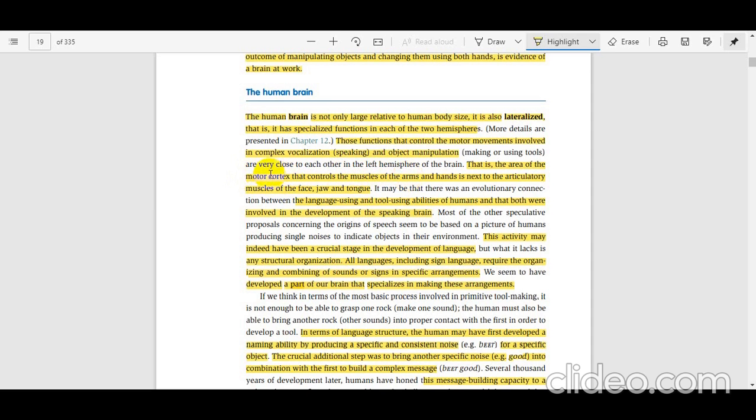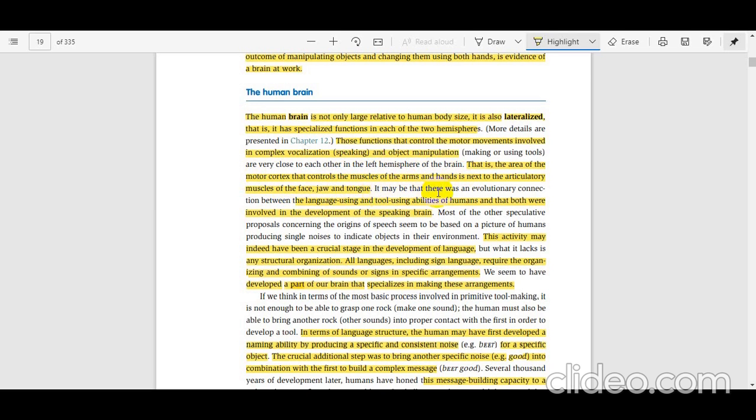Where is the motor cortex? It is between the two hemispheres, the right and the left hemisphere. So now this motor cortex is responsible for controlling the muscles of the arms and the hands, and is next to the articulatory muscles of the face, jaw, and tongue.